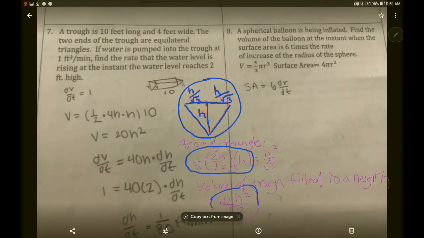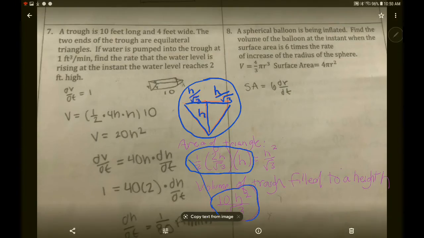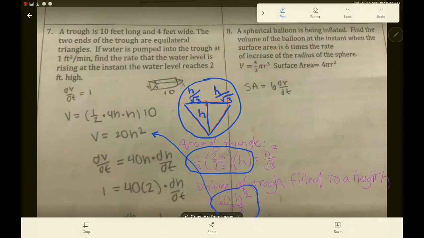10h squared over the square root of 3. And so that's what the expression for volume ought to be over here. I left that square root of 3 in the denominator because we don't have to rationalize the denominator until we get our final answer. It doesn't matter how we carry it through the calculation. But the volume is actually 10h squared divided by the square root of 3. And then you can proceed to do dV/dt and figure out the answer to the question. Okay?